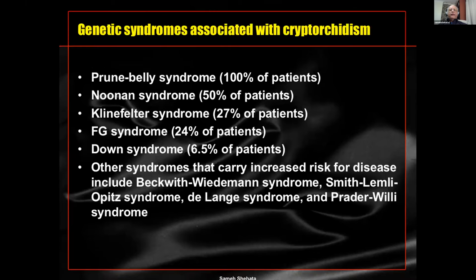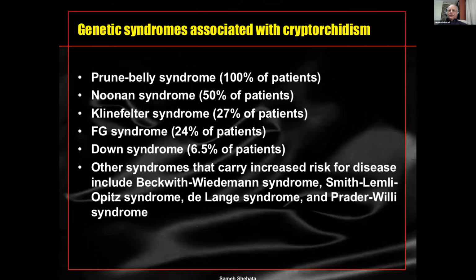Let's look at some of the genetic syndromes associated with cryptorchidism. Actually, we can name up to 390 syndromes associated with cryptorchidism. If you have enough time, we can name them all. But if not, we'll try to summarize the most important.